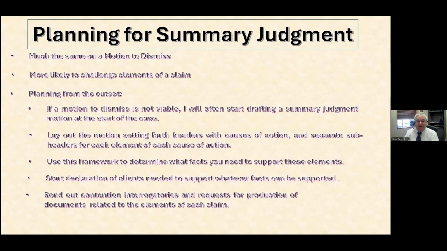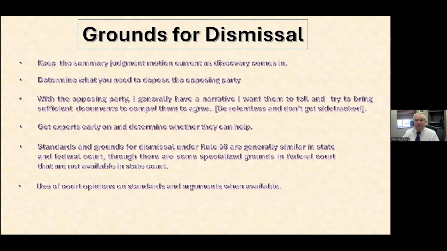You can start declarations and send out what we call discovery, which are interrogatories or requests for production, where you try to get documents or statements from the opposing party, and you can use those to help you support a motion. And you keep the summary judgment motion current as you go through the case. You determine who you need to depose.